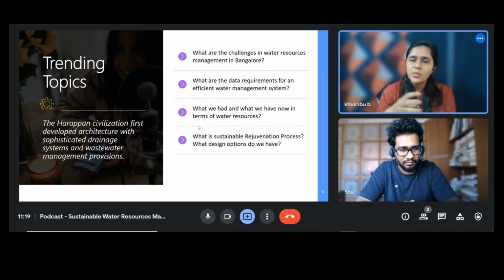So when we say sustainable, lakes are the lung spaces for Bangalore, and they also provide the city people with recreational grounds. So why don't we look at rejuvenating the lakes as well as decentralizing the supply of water from these lakes?